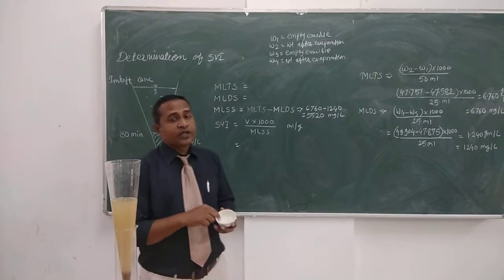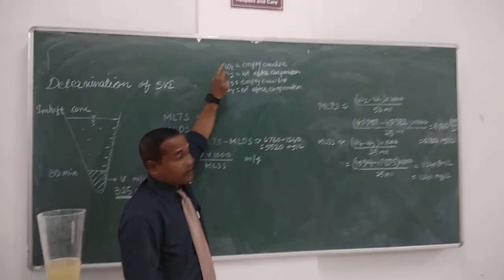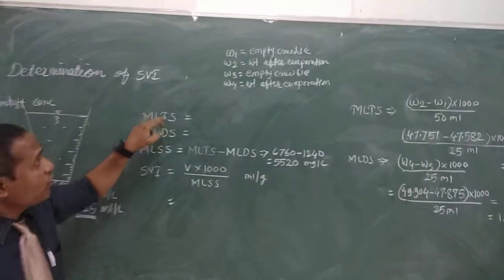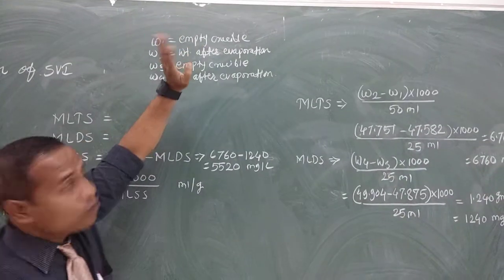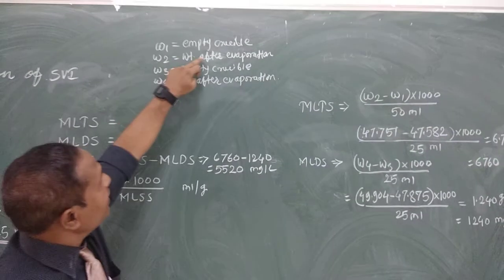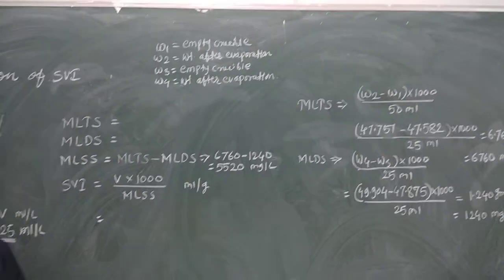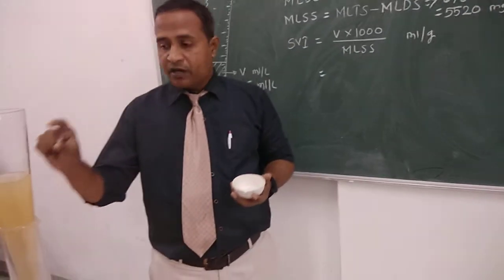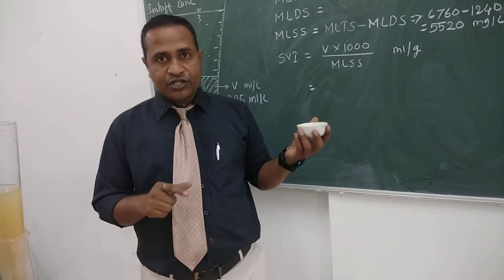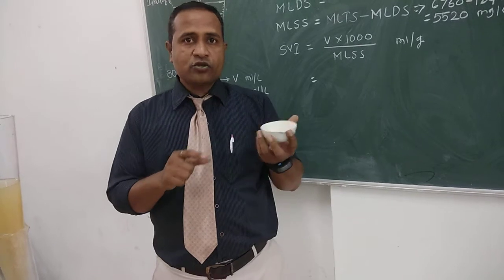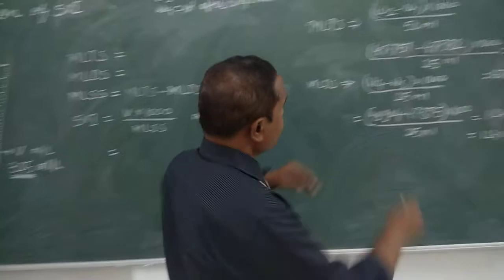So for that we have taken an empty crucible, that is W1. For the calculation of total solids we require W1, that is the empty crucible weight, and W2, that is the weight after evaporation. We are going to take 25 ml of sample from this wastewater, and we will keep this for evaporation, and after evaporation we will measure whatever solid content remains. So in this way, see here.